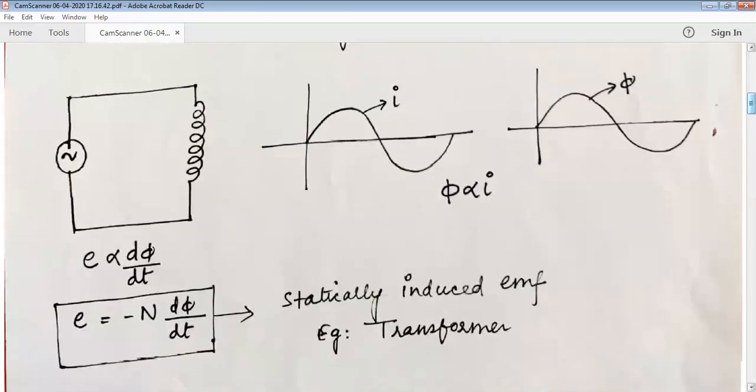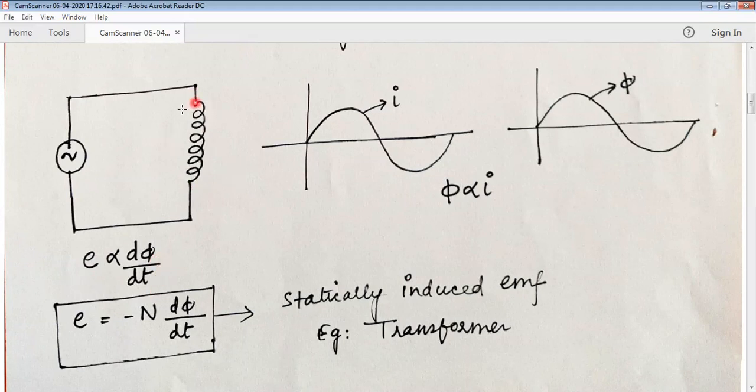When a coil is taken, and that coil or magnet is stationary, and a voltage is applied to the coil, current will flow in the coil. When current flows in the coil, a magnetic field will be produced, and because of that magnetic field, flux will be generated. And if there is a rate of change of flux, then EMF will be there. So EMF is proportional to the rate of change of flux.